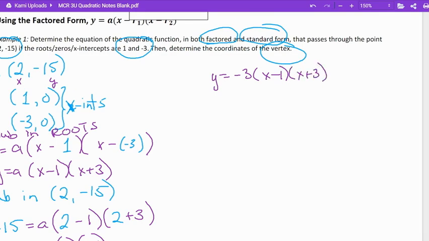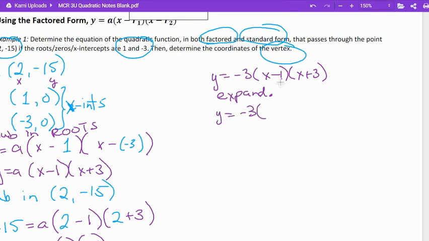Any idea how I can go to standard form? What's the word? Open the brackets? Yeah, and what do we call that? Expand. Yeah, let's just expand. I don't actually know why it's called expand, but it's called expand.